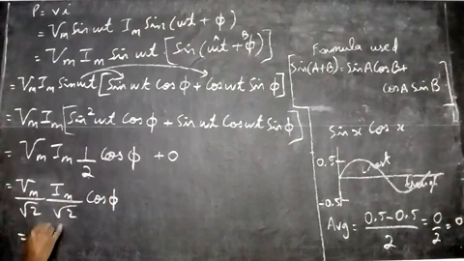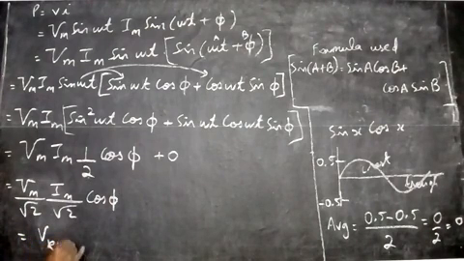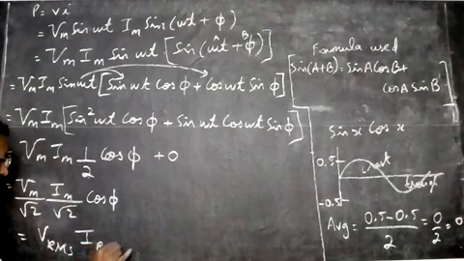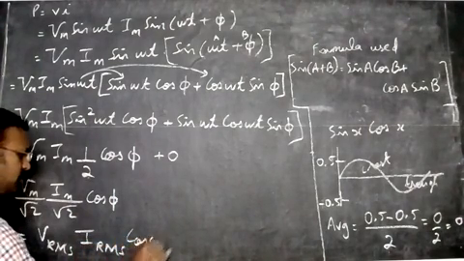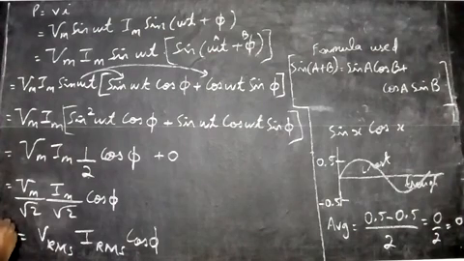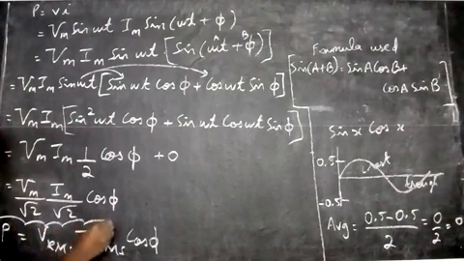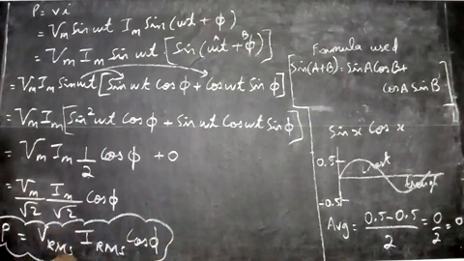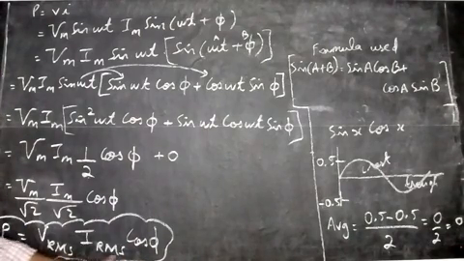So Vm by root 2, we can write as Vrms, and Im by root 2 we can write as Irms, into this cos phi. This will be equal to the power. So this is the formula of power: Vrms into Irms into cos phi.